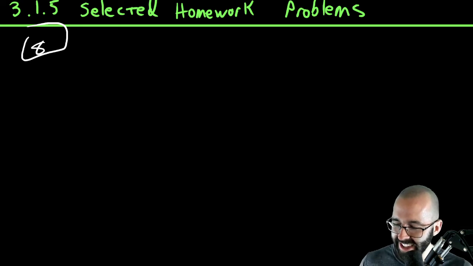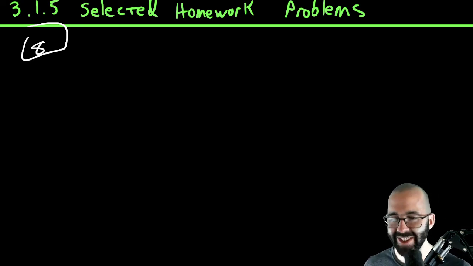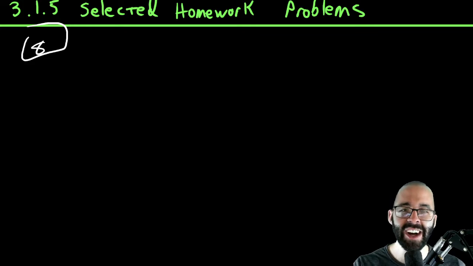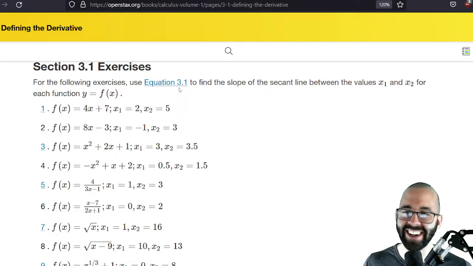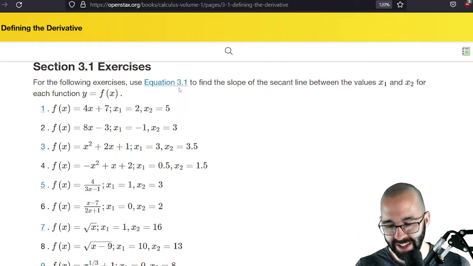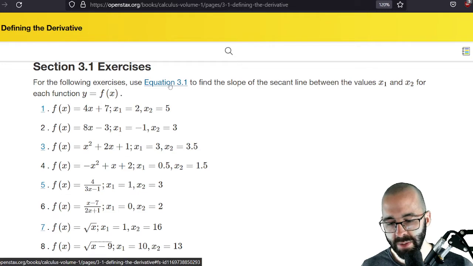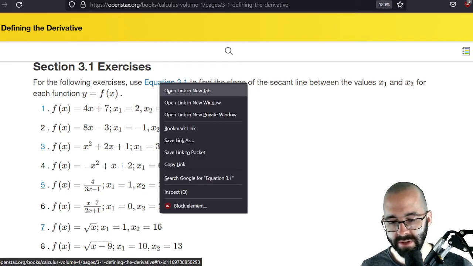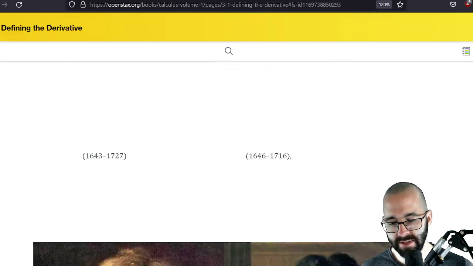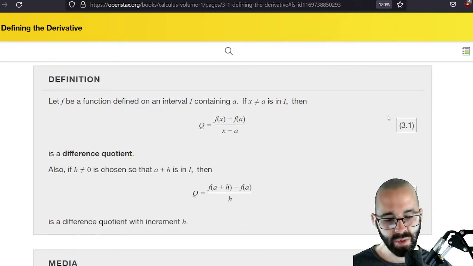Okay, so we're going to start with number 8 in the textbook. It's hard, but I'm here to help you through it. Seriously. So use equation 3.1. And again, if you're curious about what that is, you can click on it. The book will take you right towards equation 3.1.